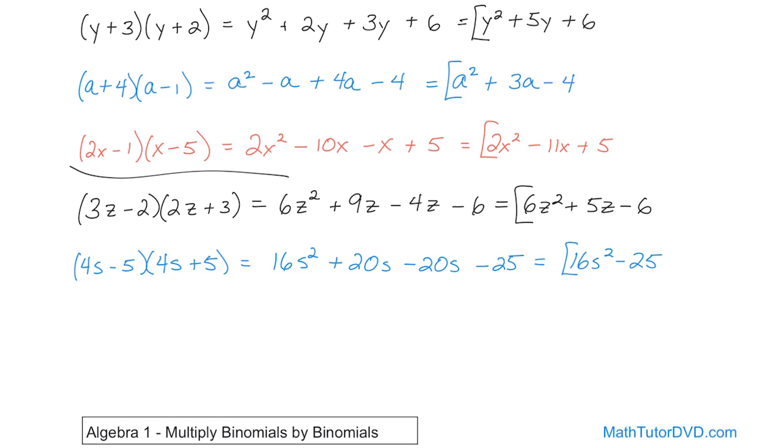So make sure you can do these, that you understand the concept, practice them on your own, and then follow me to the next section. We're going to be continuing to multiply binomials, but I'm going to show you a different technique that's going to give you the exact same answer that you're probably going to encounter in algebra at some point. So we'll cover that next.